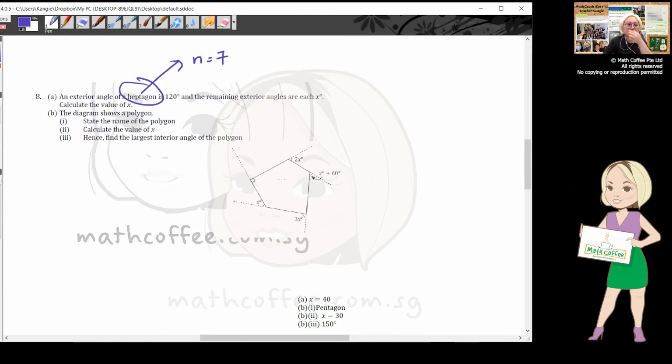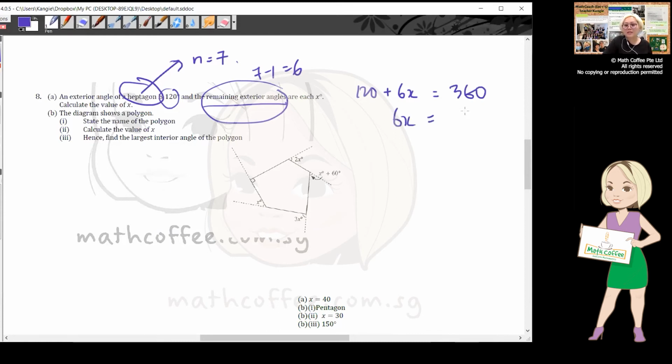First is easy. Again, because they give me one is 120. So the remaining angles is how many? It's 7 minus 1, so we are talking about 6 angles here. So I just take 120 plus 6x, because there are 7 angles and the magic number for exterior angles is what? 360. So we have 6x equals 360 minus 120. So it will be 240. So x is equal to 40 degrees. Done.